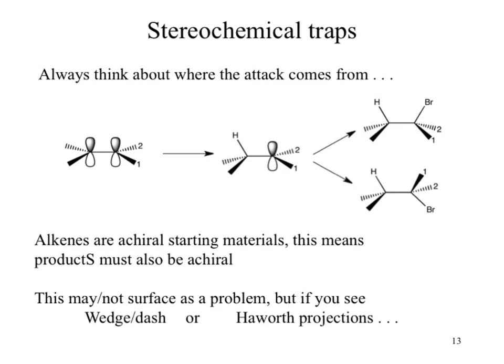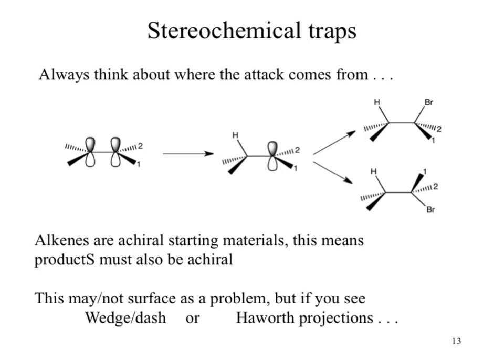So what we've got to be careful of is when we deal with our alkenes, in most cases they are achiral, which means our products also have to be achiral. The only way we can get a chiral product from an achiral starting material is if we add some other chiral species to mess with the reaction and force that chirality. This may or may not surface as a problem.